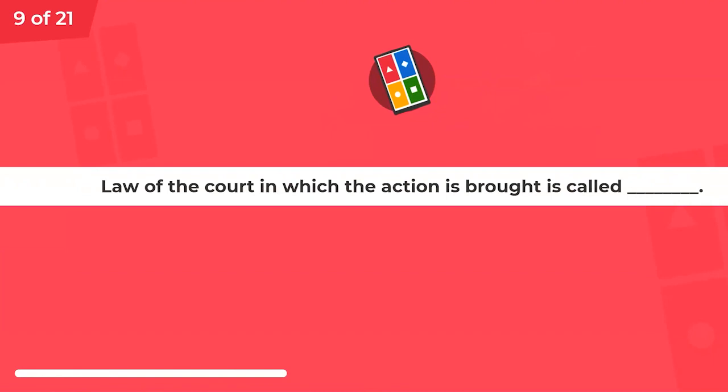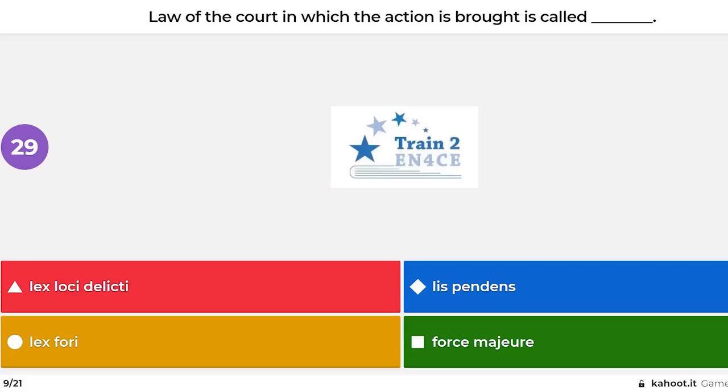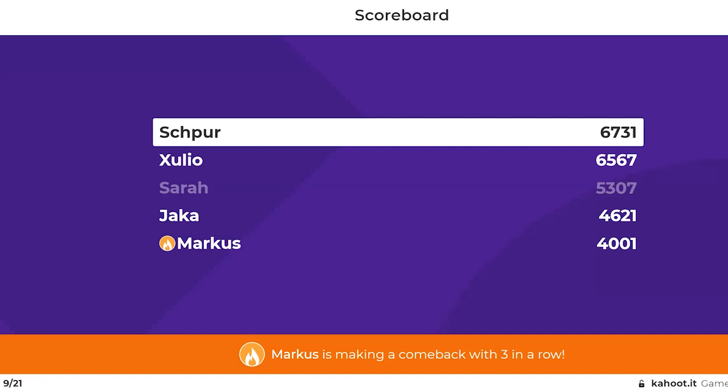Law of the court in which the action is brought is called lex loci delicti, lex fori, lis pendens, or force majeure. So law of the court in which the action is brought. Great, almost everyone had a correct answer again. It seems that my questions are way too easy.